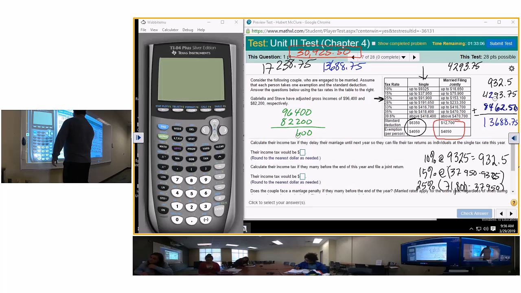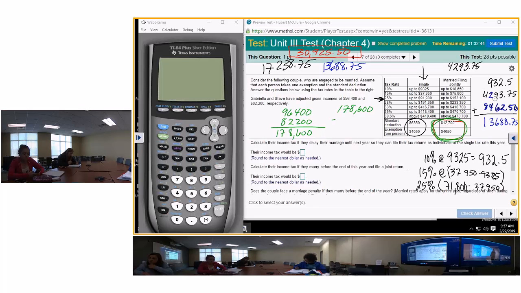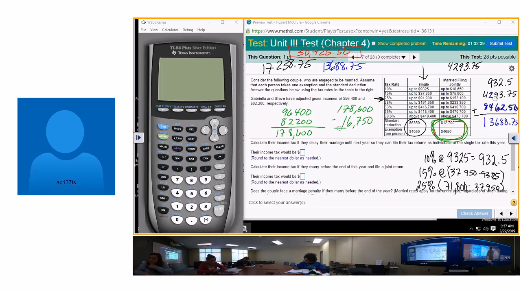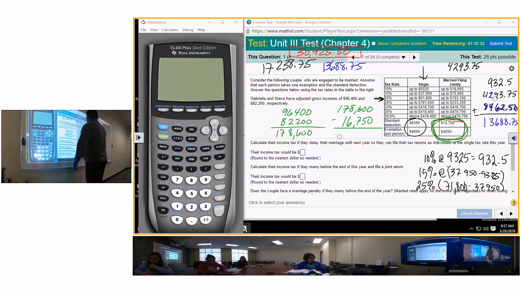And that's going to give me 178,600, right? Yes. Now subtract 16,750? Somebody add those two together. 16,750? Yes. And that's going to, somebody give me that number. I'm not going to do the math. Just give it to me.